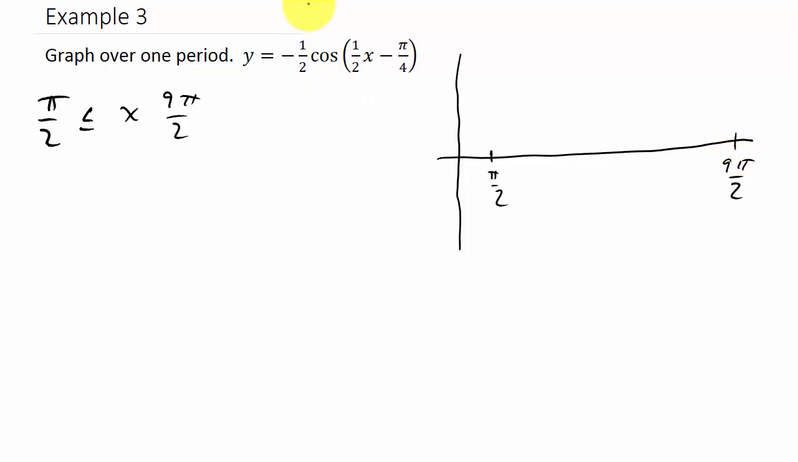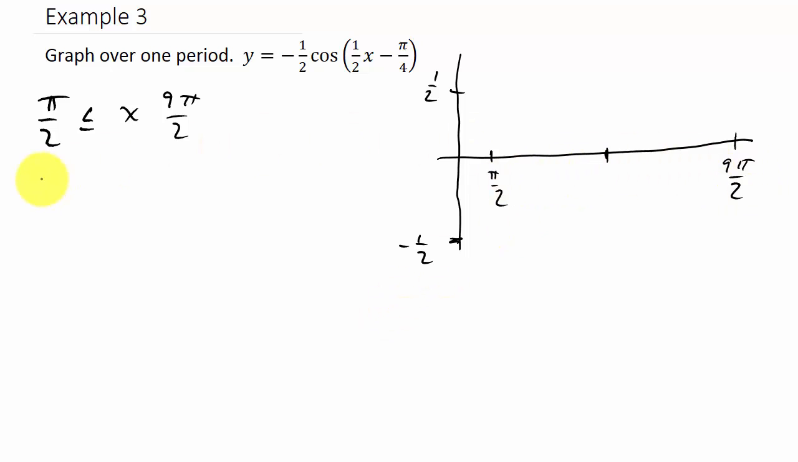And then my largest and smallest value, well, I've got a negative 1/2. Well, we know the amplitude is the absolute value of that, which would be 1/2. So I know my largest value would be 1/2. My smallest value would be negative 1/2. Alright, so let's break this up. So I need the midpoint here. Break it up into 4 equal intervals.